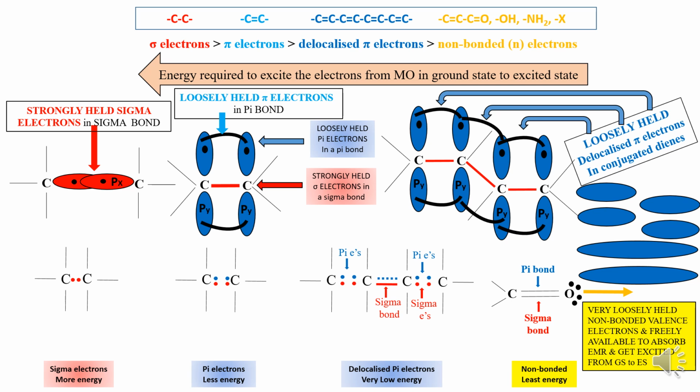Now the characteristic feature of non-bonded electrons is that they are not associated with any atoms, and they do not take part in any type of bond, and therefore they are called non-bonded valence electrons. They are not involved in any kind of bonding, and they are freely available for the radiation to be absorbed.